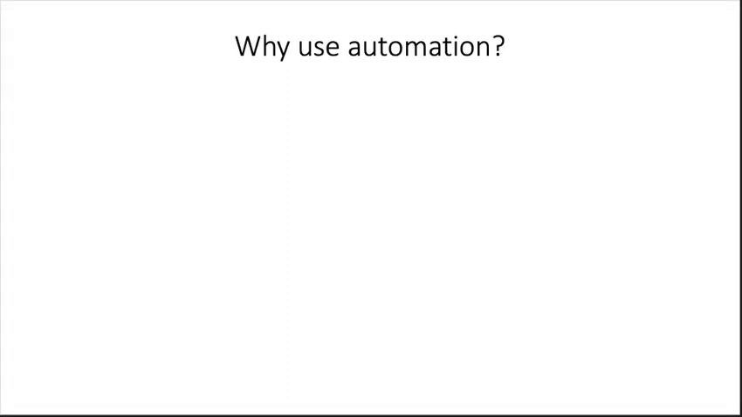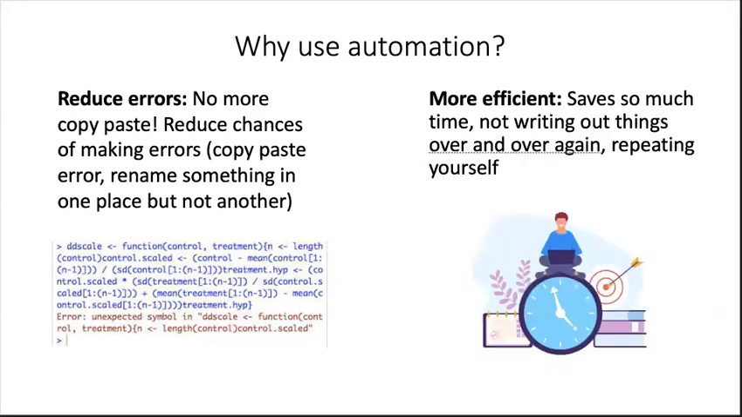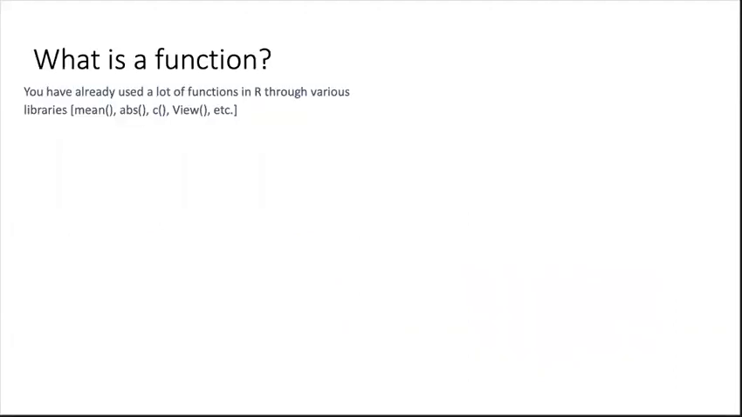So why use automation? We can reduce errors, so no more copy and pasting, reducing the chance of renaming something in one place but not in another, things like that. And efficiency, save so much time not writing things out over and over again and repeating yourself. So what is a function?